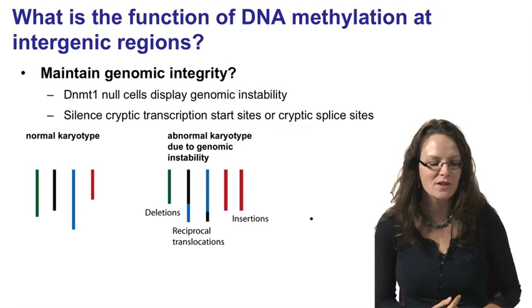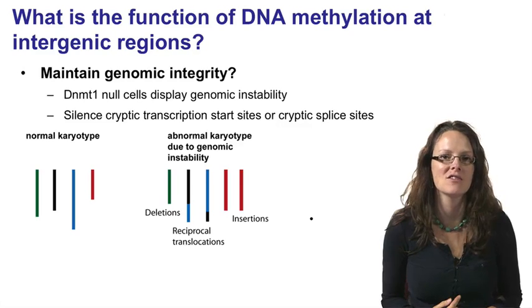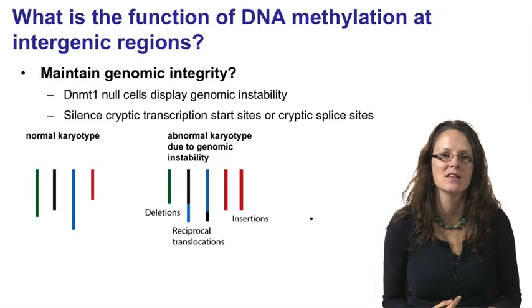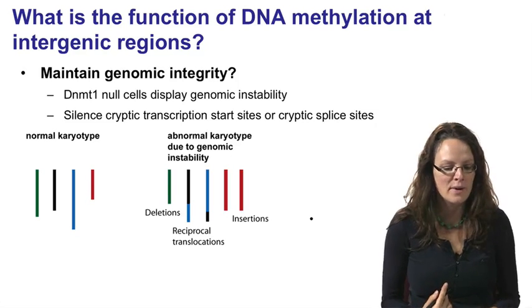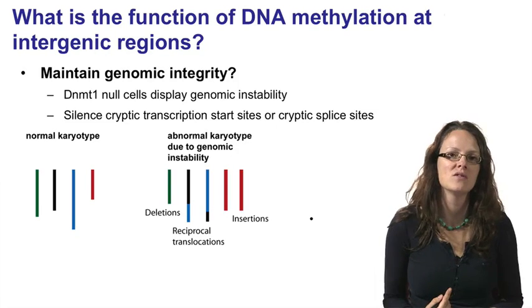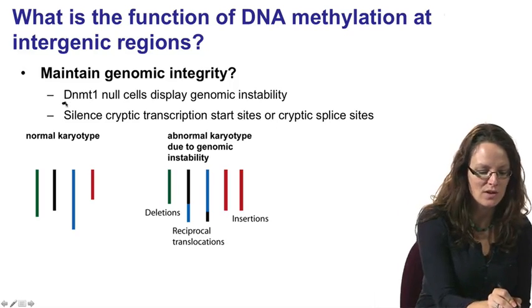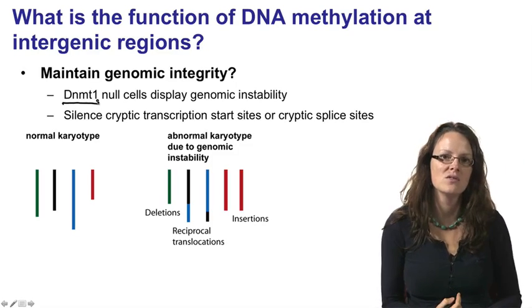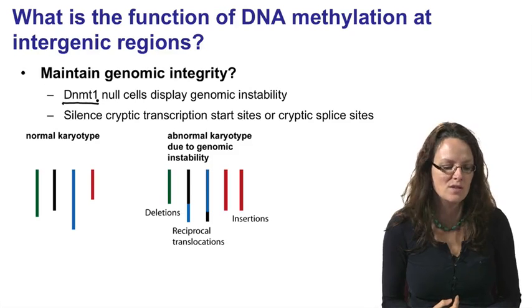So what's the function of DNA methylation at intergenic regions? Well, we think that it's there to maintain genomic integrity. It's clearly not usually silencing the expression of a normal gene, but we do know if you look at cells that don't contain DNA methyltransferase 1, this maintenance methyltransferase, then the cells exhibit genomic instability.